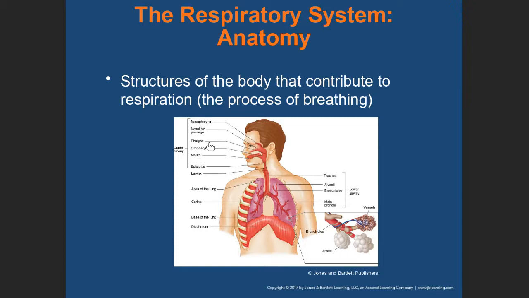So that's your upper airway structures. Now, the physiology of the upper airway is fairly straightforward. You just need to remember WHF. That's the main function of the upper airway.